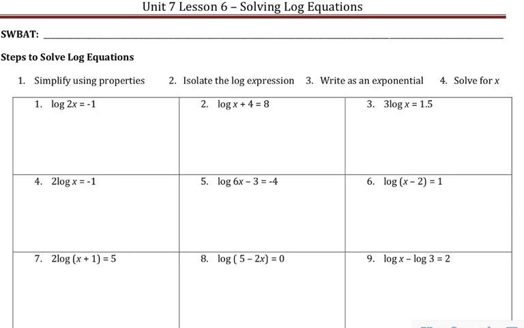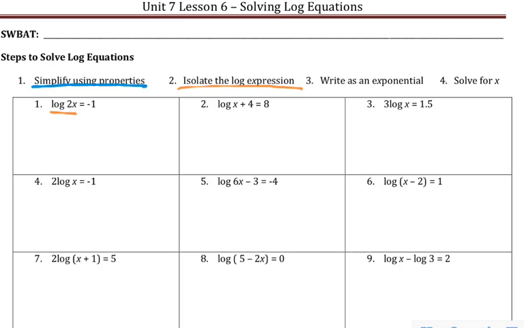So number one should be pretty easy. Do we need to simplify? Is there a log plus a log, or a log minus a log, or any exponents? No. So the next step, isolate the log expression. Is there anything on this side of the equation besides the log? The 2x is there, but it's part of the log. It's inside of the log. There's nothing multiplied out, nothing added or subtracted, so all we have over there is a log.